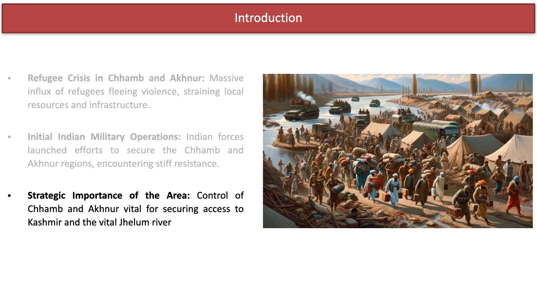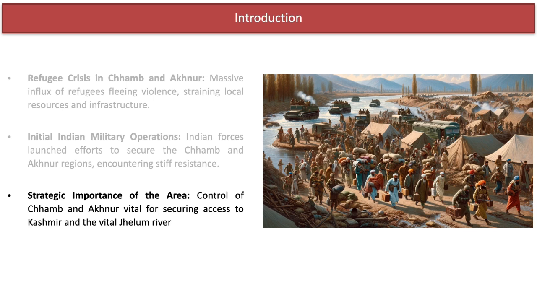Think of it this way. Friends, controlling Chamb and Akhnur meant having a firm grip on the key to Kashmir and the vital Jhelum River. And this is why the battle here was so intense and why both sides were willing to fight tooth and nail for every inch of the ground. The stakes were incredibly high. This was about securing the gateway to Kashmir and with it the strategic upper hand in the region.